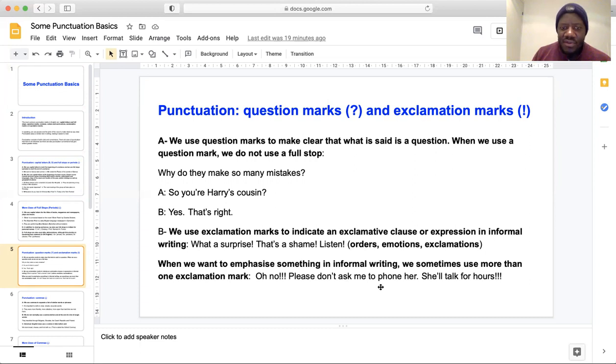Please don't ask me to phone her. Oh no, please don't ask me to phone her. So, oh no, you see, the emphatic no, I mean this no, please no, don't ask me to phone her. Yeah, she would talk for hours. She would talk for hours. So emphasis has been laid on hours, and it has been laid on no. So there is just no way you expect me to phone her, because she would talk for hours without end.